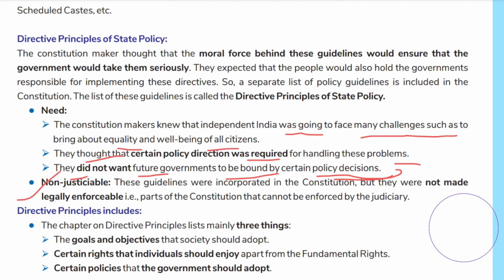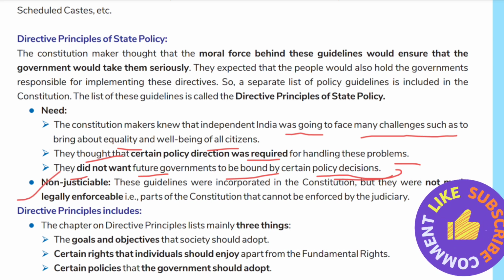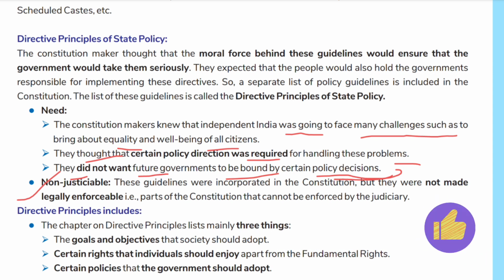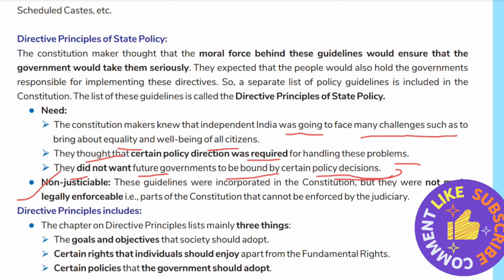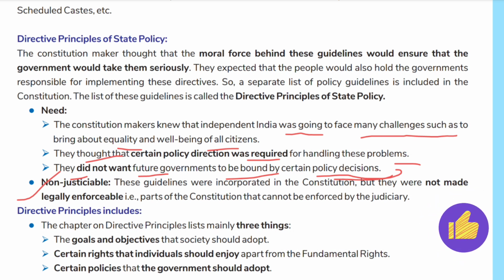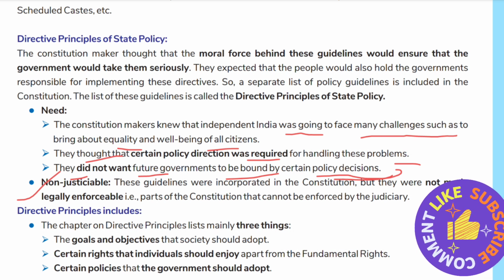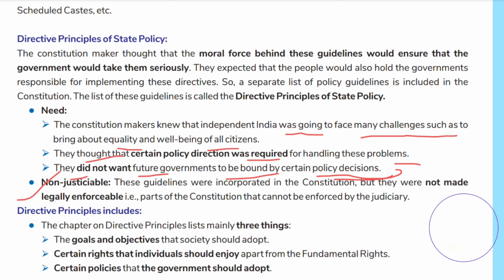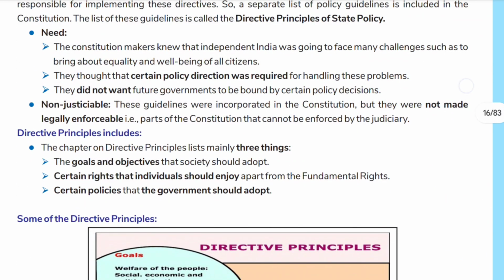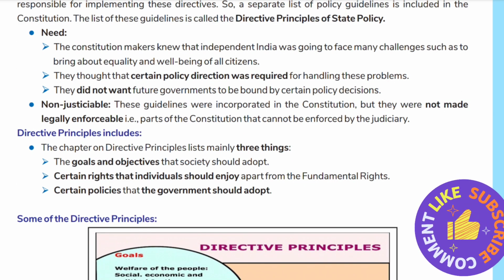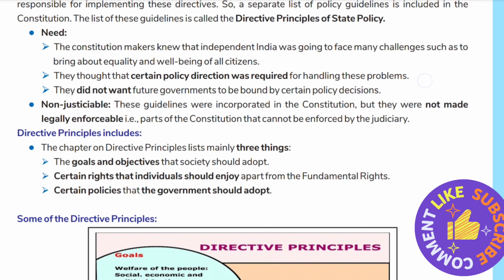The non-justiciable nature means that these guidelines were incorporated in the constitution but are not made legally enforceable. That is, they are parts of the constitution that cannot be enforced by the judiciary. So, what do directive principles include?